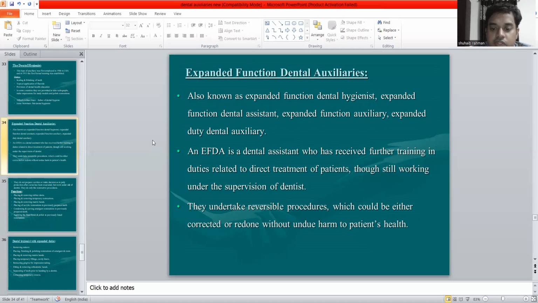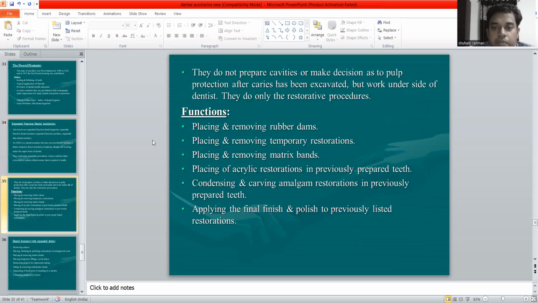So they undertake reversible procedures which could be either corrected or redone without undue harm to the patient's health. They do not prepare cavities or make decisions as to pulp protection after caries has been excavated, but work by the side of the dentist. They do only the restorative procedures. The functions are placing and removing rubber dams, placing and removing temporary restorations, matrix bands, placing of acrylic restoration in previously prepared teeth, condensing and carving amalgam restoration in previously prepared teeth, and applying the final finish and polish to previously listed restorations.